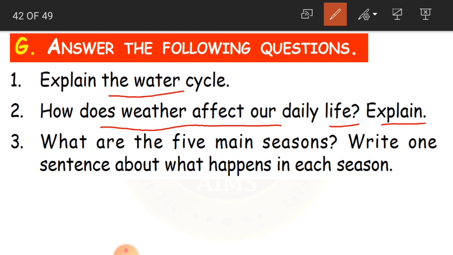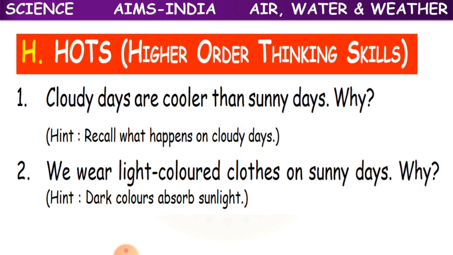And the third one is, what are the 5 main seasons? Write one sentence about what happens in each season. Now, 5 main seasons. What are they, children? Summer, rainy, winter, spring and autumn. Now you have to write one sentence about what happens in each season. So you have to frame your own answer. Clear, children? I hope you do this work and show it to your elders at home.